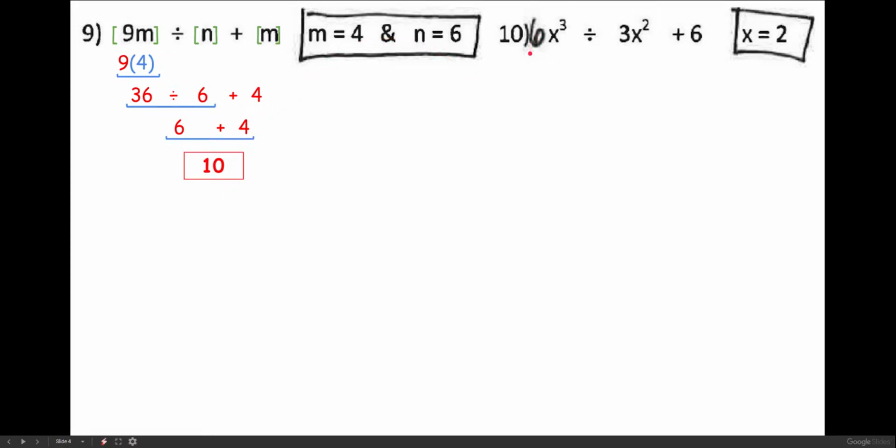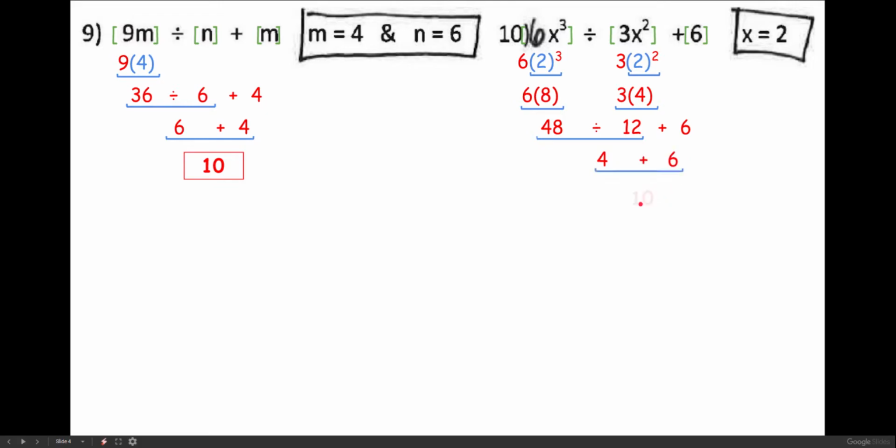And finally, number 10. Let's deal with that first term. 6x to the third, or 6x cubed. That's 6 times 2 cubed. We do the exponent first. 2 cubed is 8. That's 2 times 2 times 2. Multiply that by 6, and you get 48. Let's do the next one, 3x squared. 2 squared is 4, times 3, which equals 12. And finally, 6 is just 6. So bring down all the symbols, the division, then plus. So now 48 divided by 12, that's 4, plus 6 is 10.